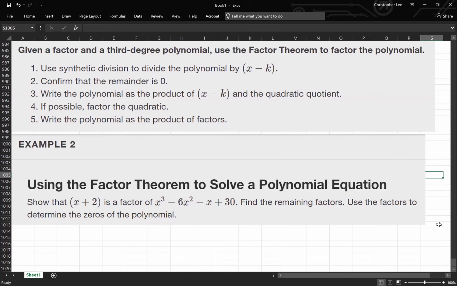Let's take a look. Using the factor theorem to solve a polynomial equation, show that x plus 2 is a factor of x cubed minus 6x squared minus x plus 30. Find the remaining factors, and then use the factors to determine the zeros of the polynomial.